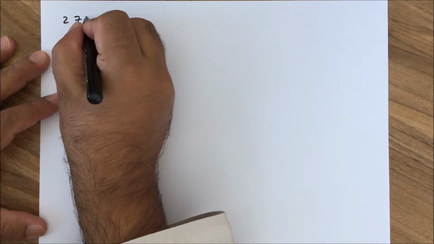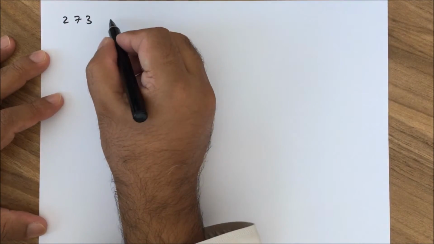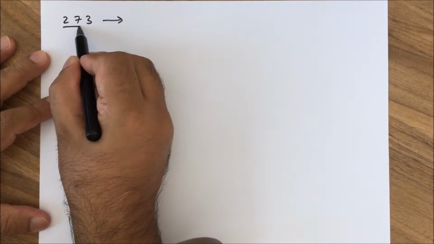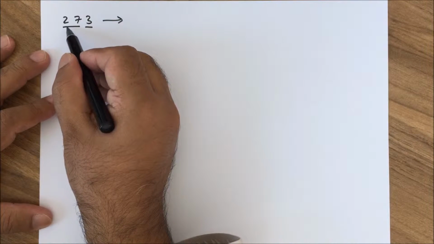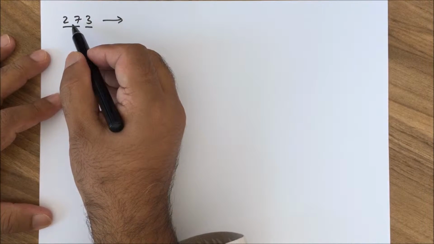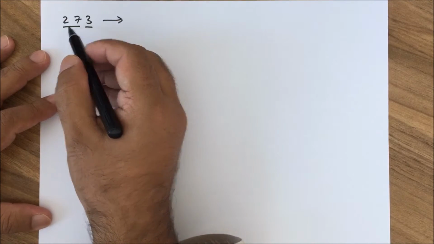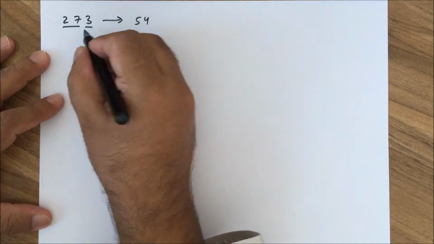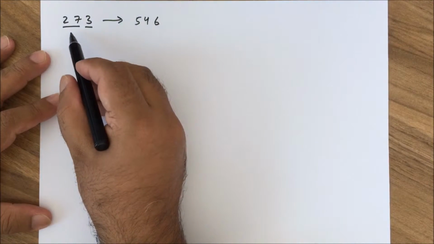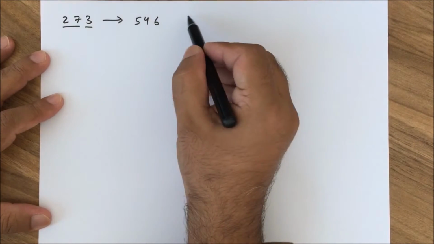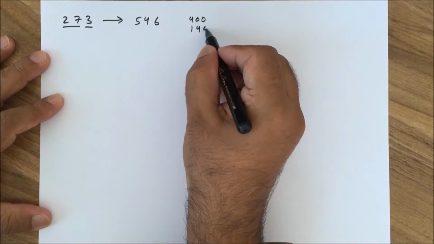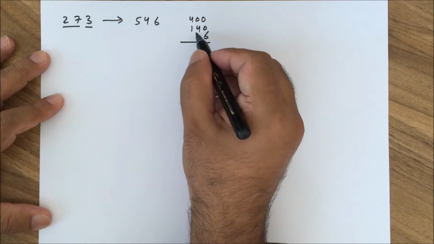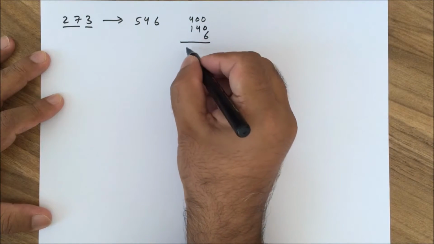Okay, let's say you have to double 273. You can make them separate, 27 and 3 separately. So 27, double of 27 is, double of 20 is 40 and double of 7 is 14. So 40 and 14 is 54 and double of 3 is 6. Or you can do double of 200 is 400 and double of 70 is 140 and double of 3 is 6. In your mind you can do 546 like that also.